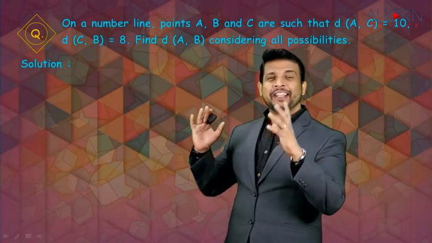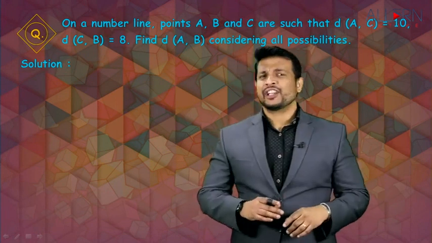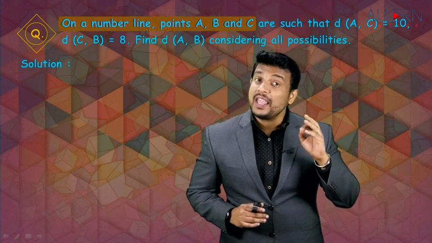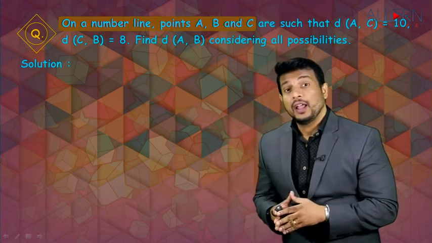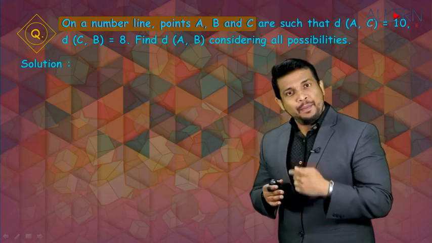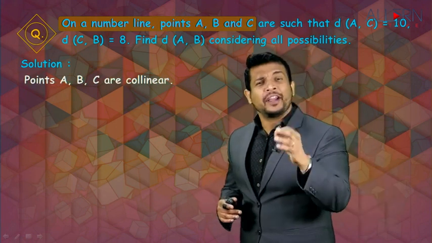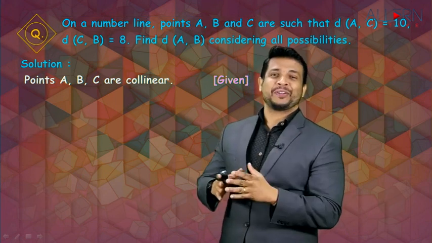We are doing a very exciting sum. It's a beautiful one. Let's understand this. What is that? It says that on a number line, points A, B and C, there are 3 points on the number line, A, B and C. On a line there are 3 points. That means one thing we know, that these 3 points are collinear because they are on the same line.